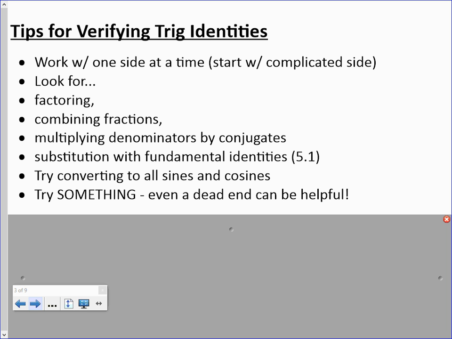But don't ever talk yourself out of this work saying, oh yeah, I just don't get verifying trig identities, so I'm not going to do it, because that's not going to increase your skill level at all. There is a moment in the beginning. Some of us catch on really quickly, and then some of us take a little bit longer. Don't beat yourself up. Just keep going. Keep trying.